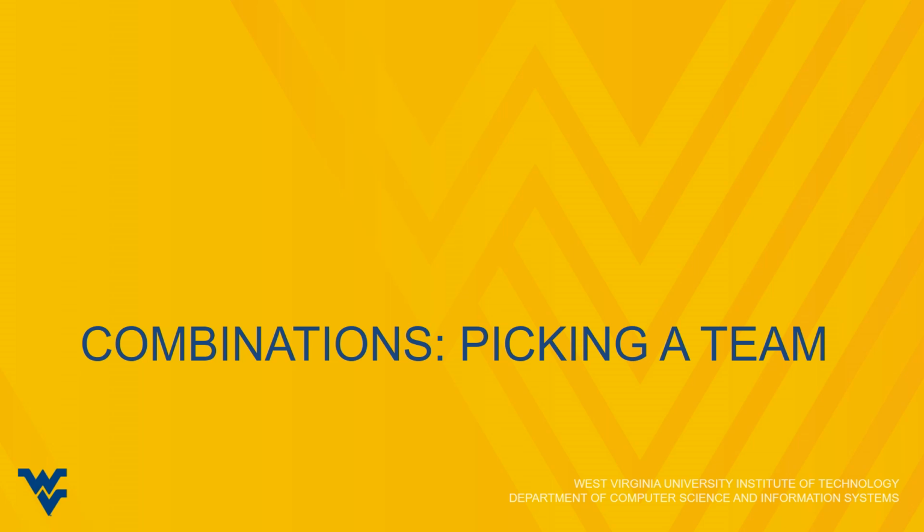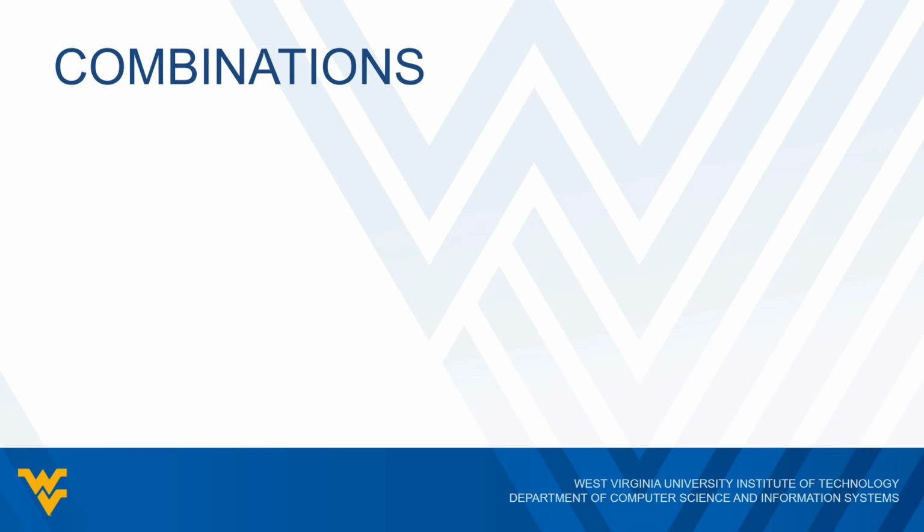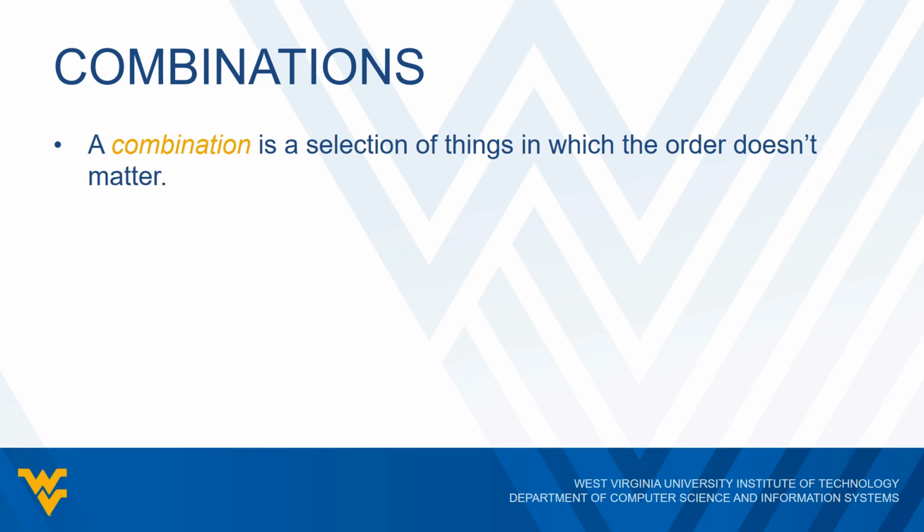The second problem we'll take a look at involves what are called combinations, where we're going to be picking different teams. First of all, what is a combination? Well, a combination is basically a selection of things where the order doesn't matter. So this is kind of like the permutations that we talked about in our anagram example in the other lecture, but the difference here is order does not matter, whereas with permutations, order does matter.